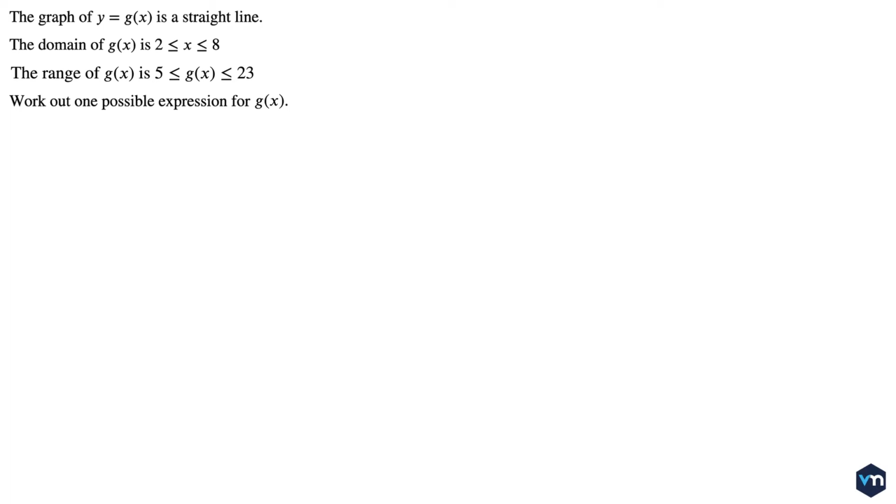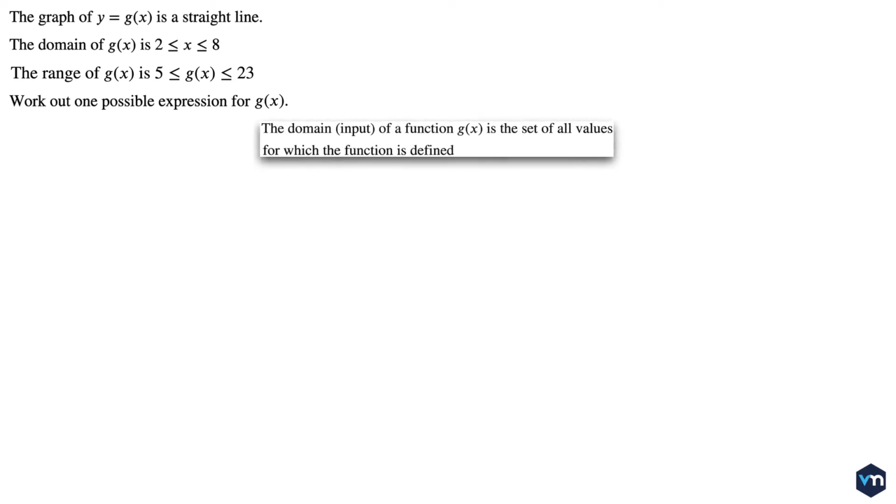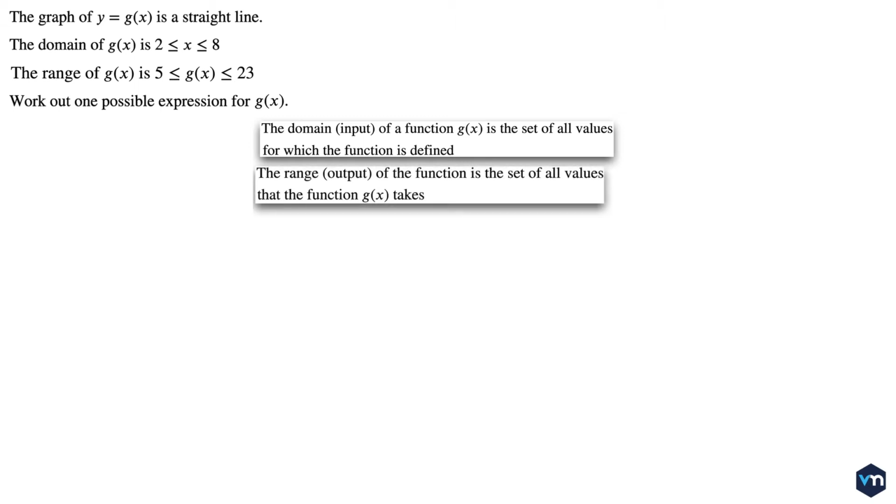The domain of a function, g of x, is the set of all values for which the function is defined, and the range of the function is the set of all values that g takes. These are sometimes known as the input and output of the function.